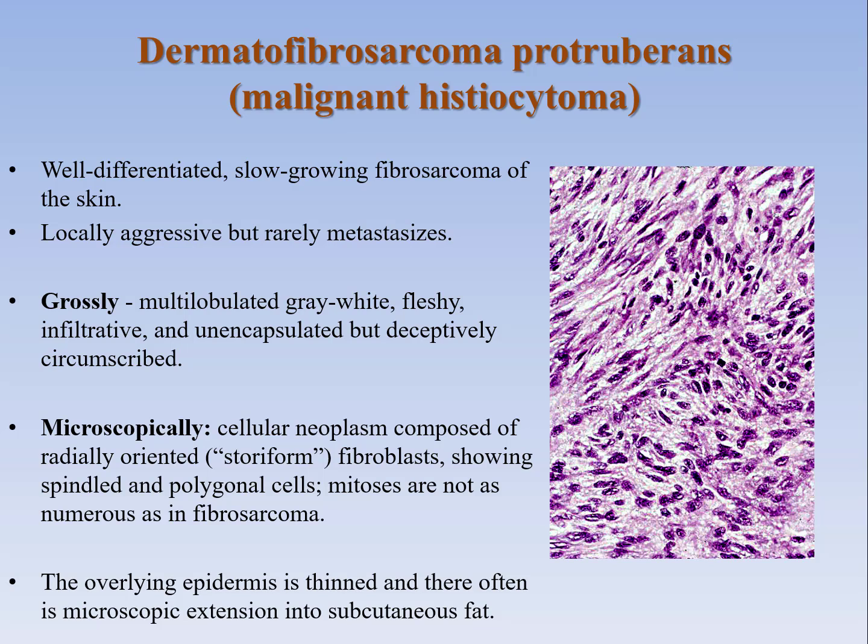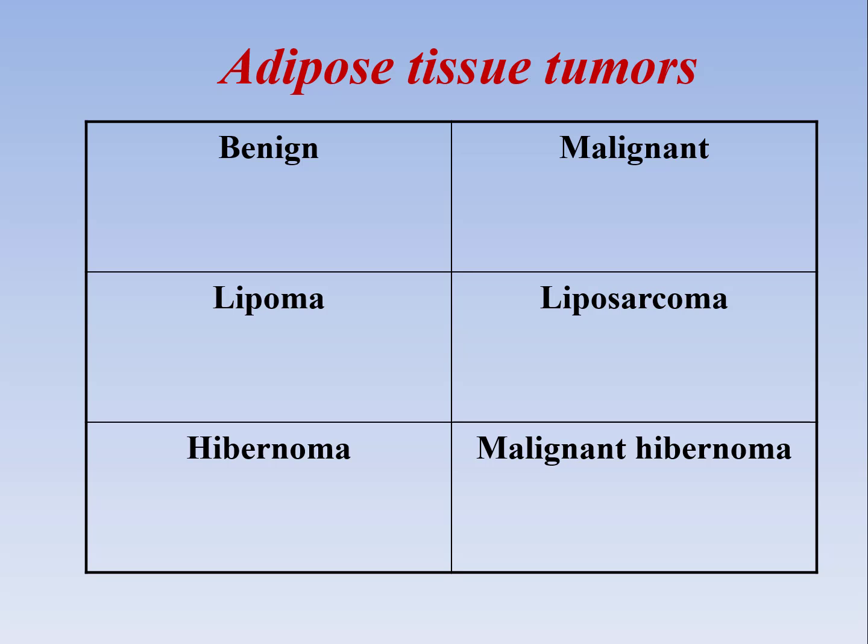Microscopically, it is a cellular neoplasm composed of radially oriented, storiform fibroblasts showing spindle and polygonal cells. Mitoses are not as numerous as in a fibrosarcoma. The overlying epidermis is thin, and there often is microscopic extension into the subcutaneous fat. It's a very important diagnostic criterion for high, well-differentiated dermatofibrosarcomas. Adipose tissue tumors are also classified into benign and malignant.